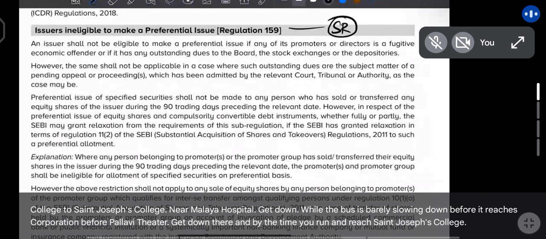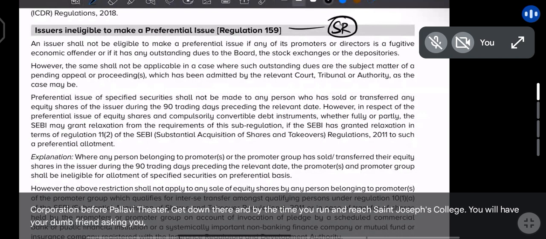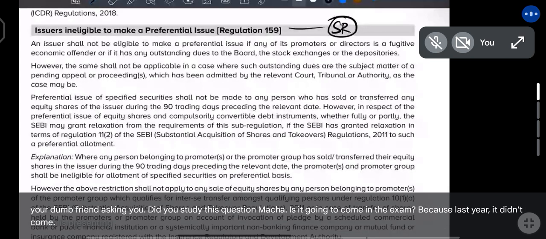Joseph's College, you'll have your dumb friend asking you, did you study this question, Macha? Is it going to come in the exam? Because last year it didn't come. You'll always find people like this ruining your progress. Don't listen to them. Nobody knows what's going to come in the exam.